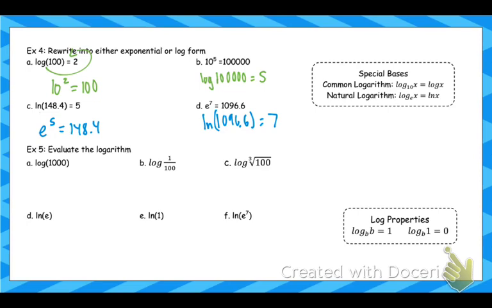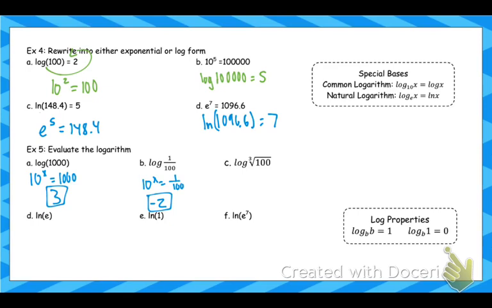So log of 1,000. The base isn't written, but that base is 10. 10 to the something power equals 1,000. Well, there are 3 zeros, so that's 3. Looking at the next one, 10 to the something power is 1 over 100. To move it to the bottom of the fraction, it's a negative exponent, so this is negative 2.